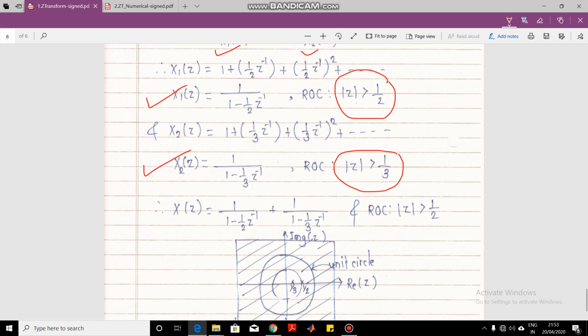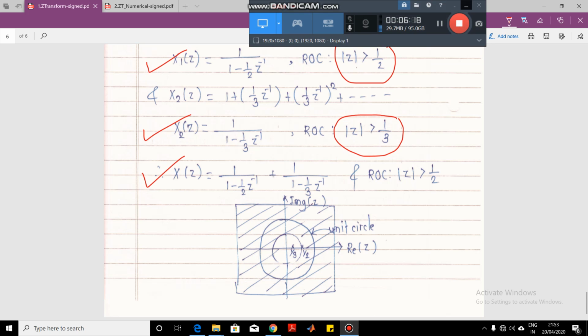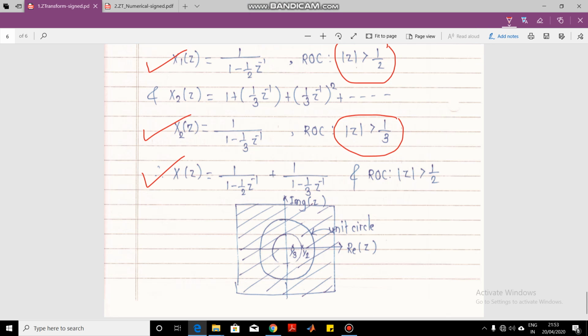Now let us try to plot these ROCs. The combined z transform is x of z equal to this one. So what will be the combined ROC now? We make the z plane. This is our imaginary axis, and this is our real axis of z. Now, 1 by 2 and 1 by 3. There is one pole at 1 by 2 and another pole at 1 by 3, so we have two poles here.